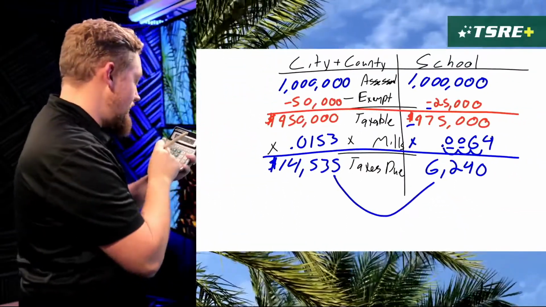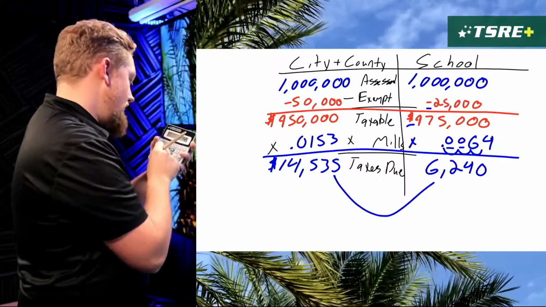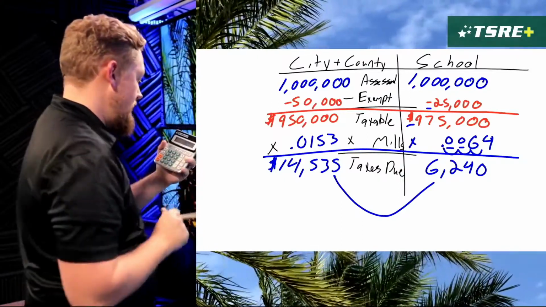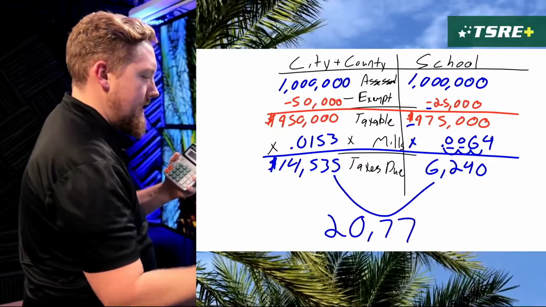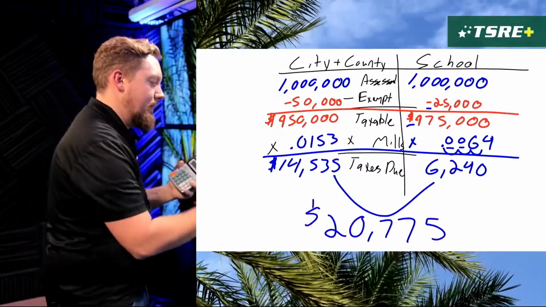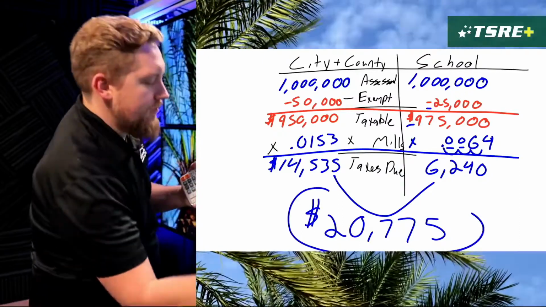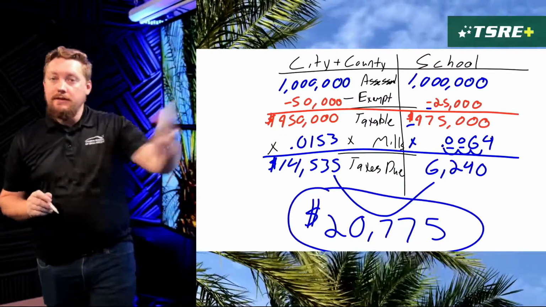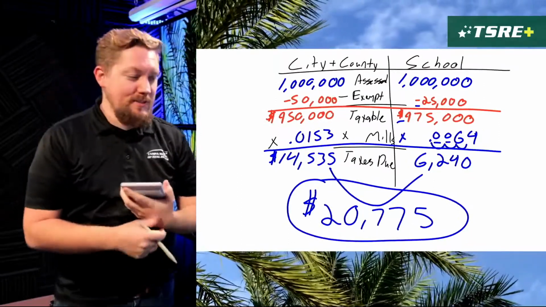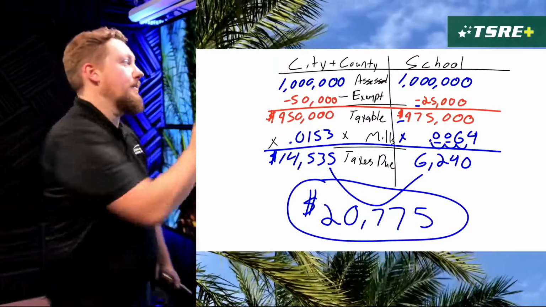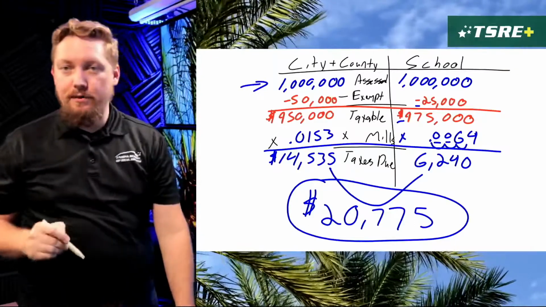Let's add them together, $6,240 plus $14,535, and that's going to give us $20,775 in the annual property tax bill, even though that property is homesteaded. So yes, even though this property is homesteaded, it's still a $20,000 tax bill, but that is a $1 million property.